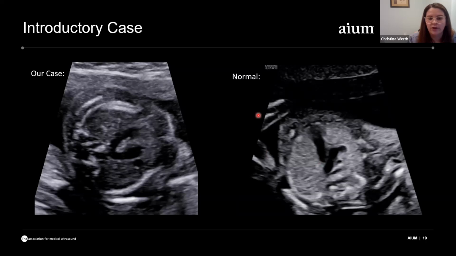So in this view, where we're kind of looking at our normal 3-vessel tracheal view compared to our case, our 3-vessel tracheal view, you can start to get a sense that there's a little bit of a difference between the anatomy that we're visualizing in this case and our normal anatomy. So in this case, we're seeing more of a U shape with our 3-vessel tracheal view. And in normal anatomy, we typically see more of a V shape that comes to the left of the fetal spine here.